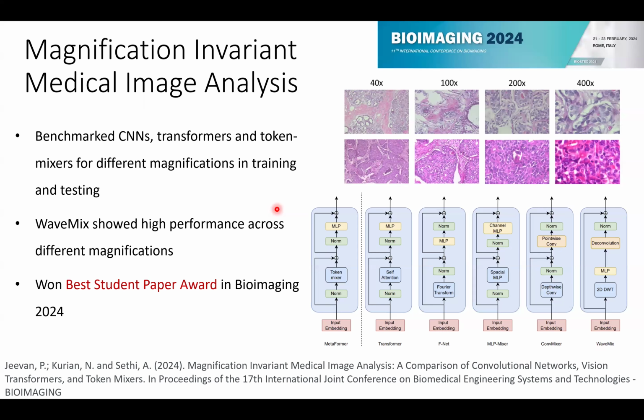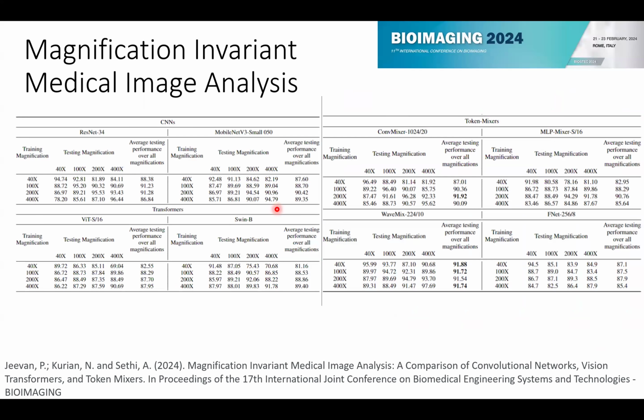So we showed that with WaveMix, no matter which magnification we train on or test on, the performance of the model does not drop below 90%, which is not the case with other transformer-based models, which drop heavily if the magnification of training and testing is different. So this was one application of WaveMix where the magnification invariance, or the multi-resolution properties of WaveMix, was utilized in solving a medical image problem.